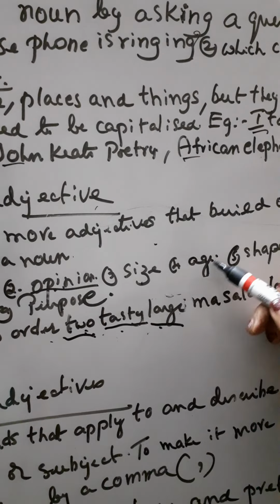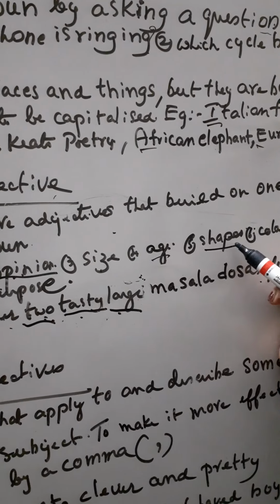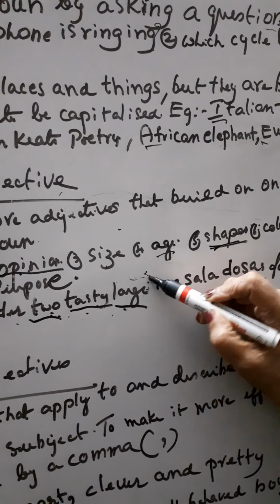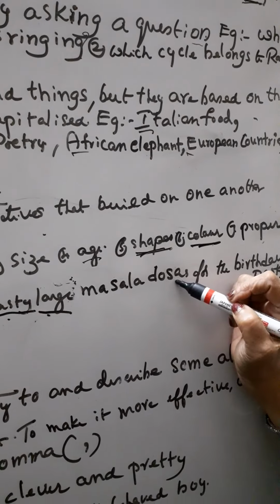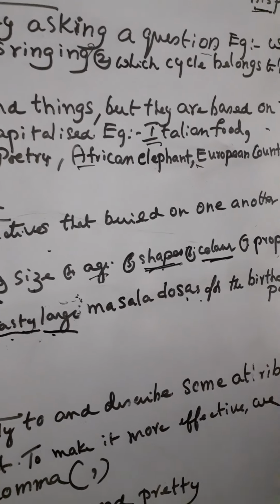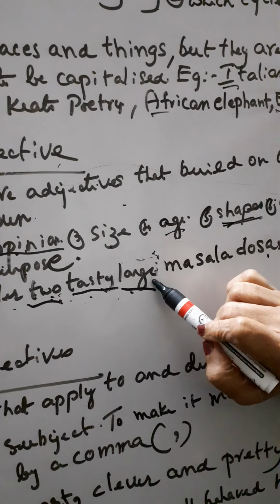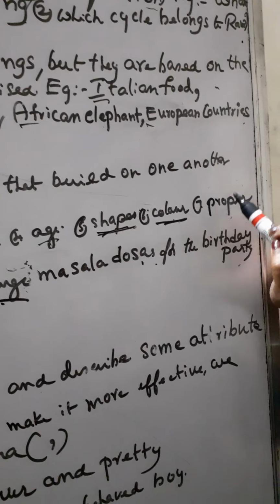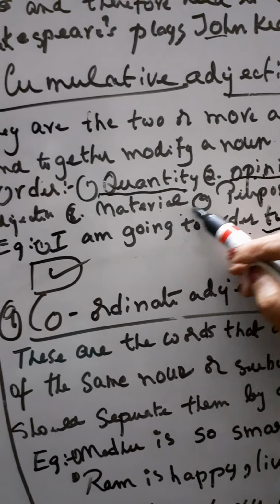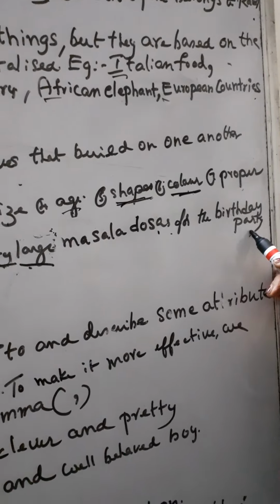Then if it is young, old, any such word, it comes next. Then shapes: if I have to write pizzas, then I will write round. The word round will come here. And if I say golden masala dosas, golden color, then that one word will come next. You have to follow the specific order. First quantity, then opinion, then size, then age, then shapes, then color, then proper adjective, then material if any in the sentence, and then purpose. Purpose: for the birthday party, just like that. Okay, it is known as purpose.